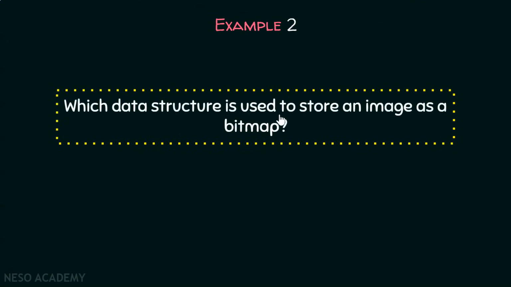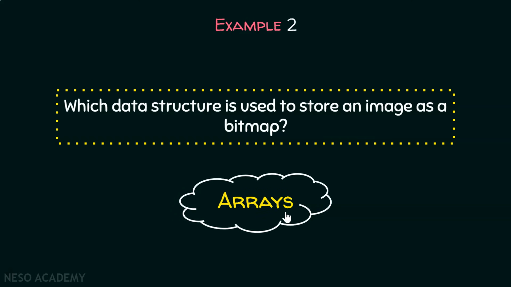Which data structure is used to store an image as a bitmap? Do you know which data structure is used to store an image as a bitmap? There are two types of images, bitmap images and vector images. Now, when I talk about a bitmap image, do you know which data structure is used to store that image? Guess what? It is an array. Array is so useful that it is used in storing an image as well. Let's see how.